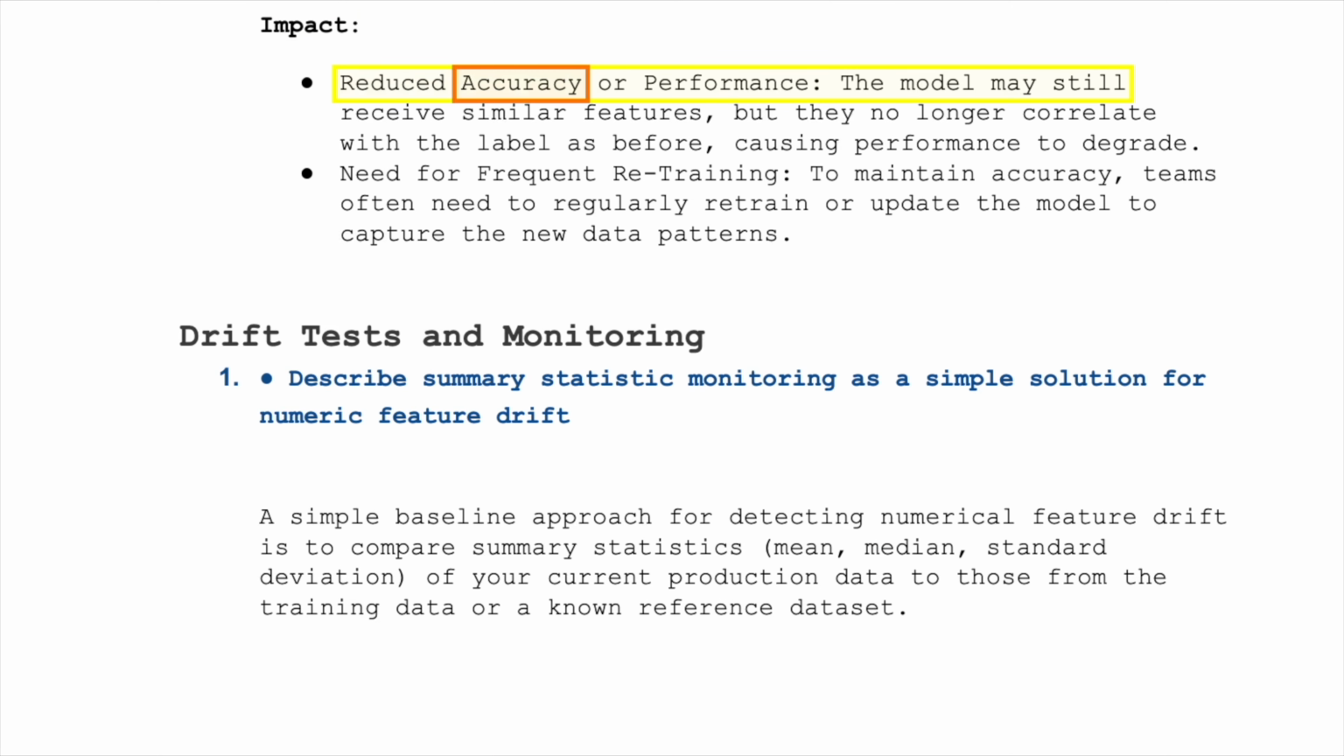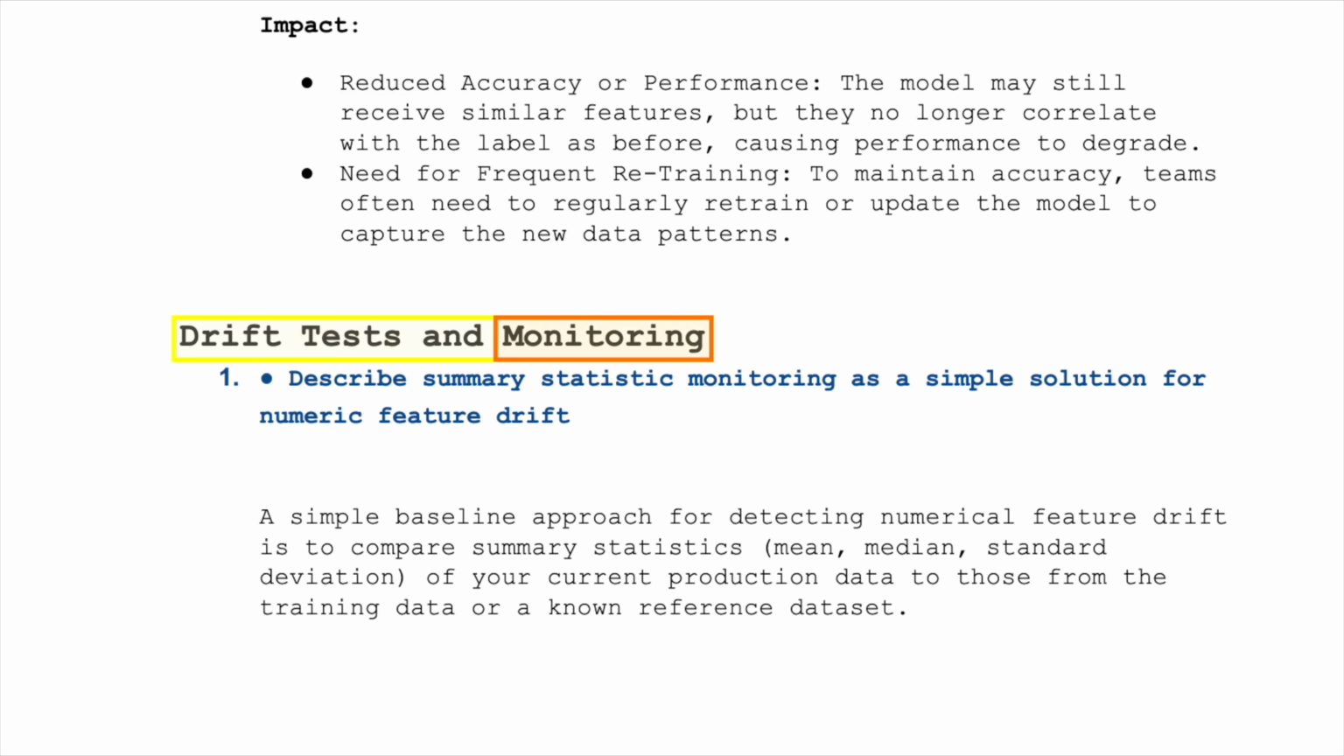Impact, reduced accuracy or performance. The model may still receive similar features, but they no longer correlate with the label as before, causing performance to degrade. Need for frequent retraining. To maintain accuracy, teams often need to regularly retrain or update the model to capture the new data patterns.